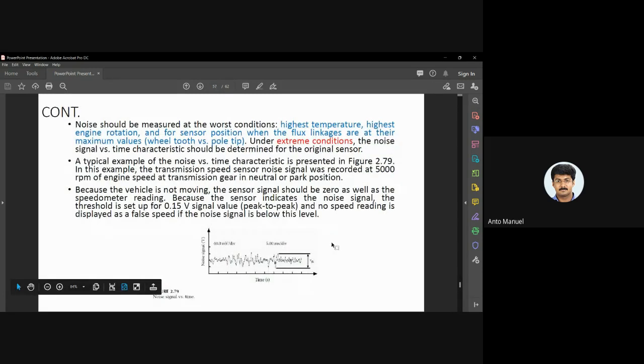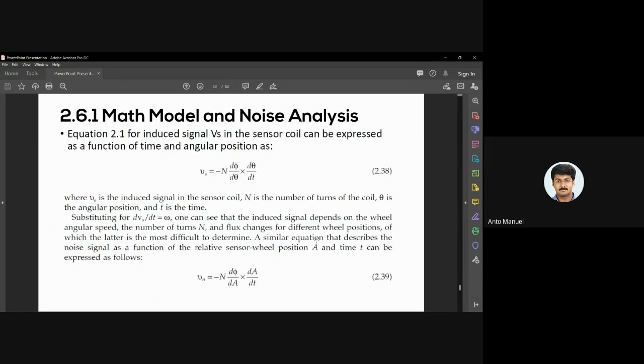This may lead to some faulty results, and we need to consider some parameters for reducing this noise. Let's talk about that. Before that, let's talk about the output signal. What should the output signal be, and what parameters does it depend on? As we discussed in the case of solid state sensors, this is a speed sensor we are going to discuss here.